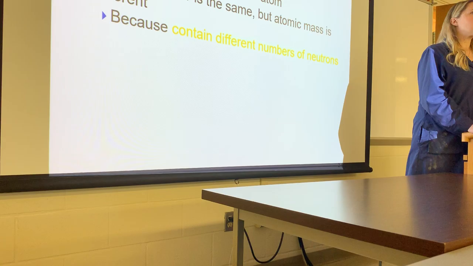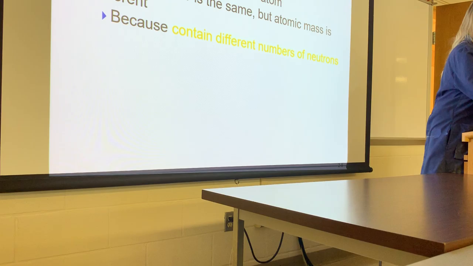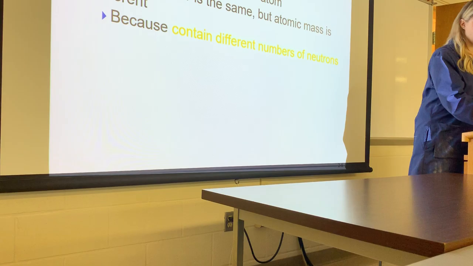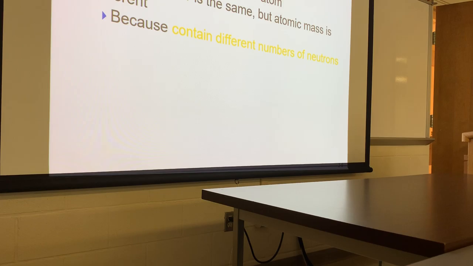If we had carbon-14, okay, how many protons would we have in the carbon atom? Still 6, right? Because the atomic number is the same. Atomic number is always 6. So we have 6 protons, which means we have 6 electrons, because they've got to be neutral. But the neutron number is different. Remember, it's carbon-14. So how many neutrons will we have?